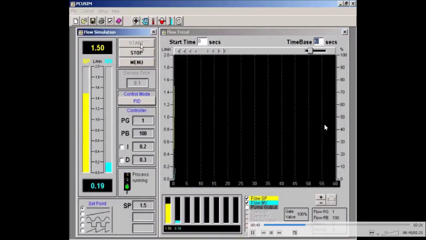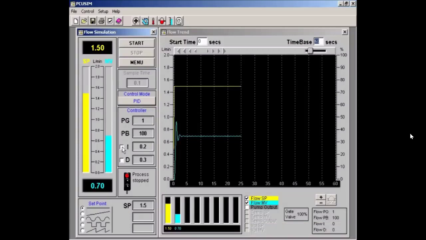Now here I have started this video without using any of these operations. It shows us that our set point value is 1.5 liters per minute, and our measured value is around 0.7 liters per minute, shown in these two graphs. Now we will go to the proportional plus integral mode and start the simulation.